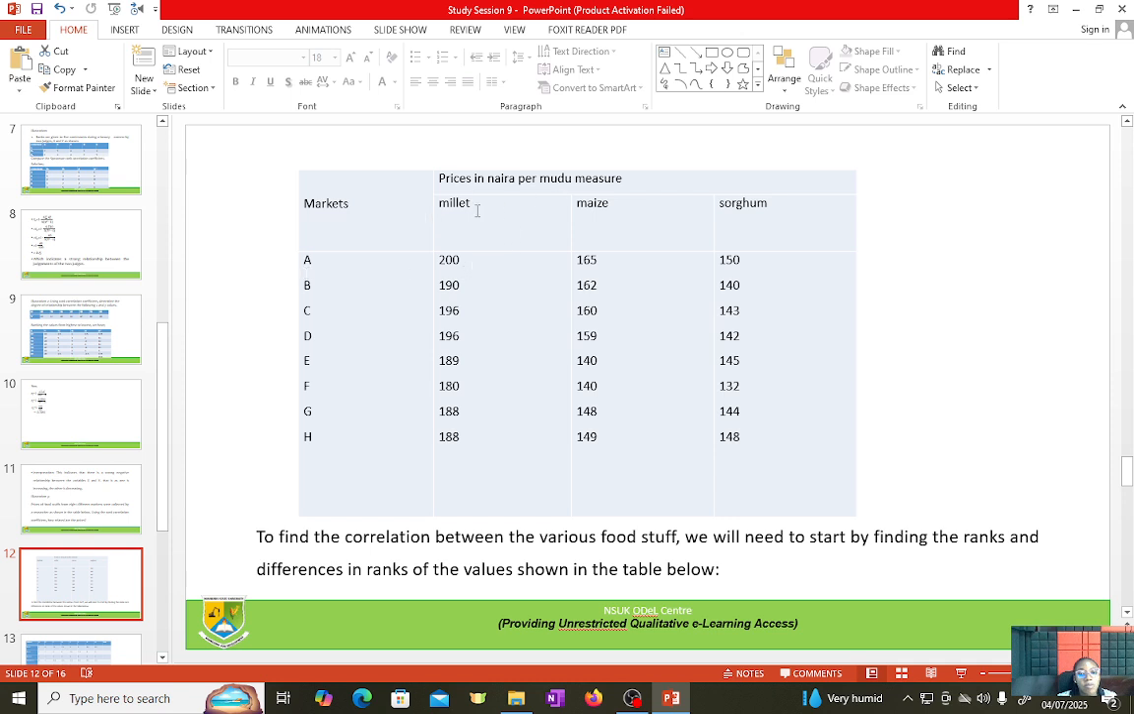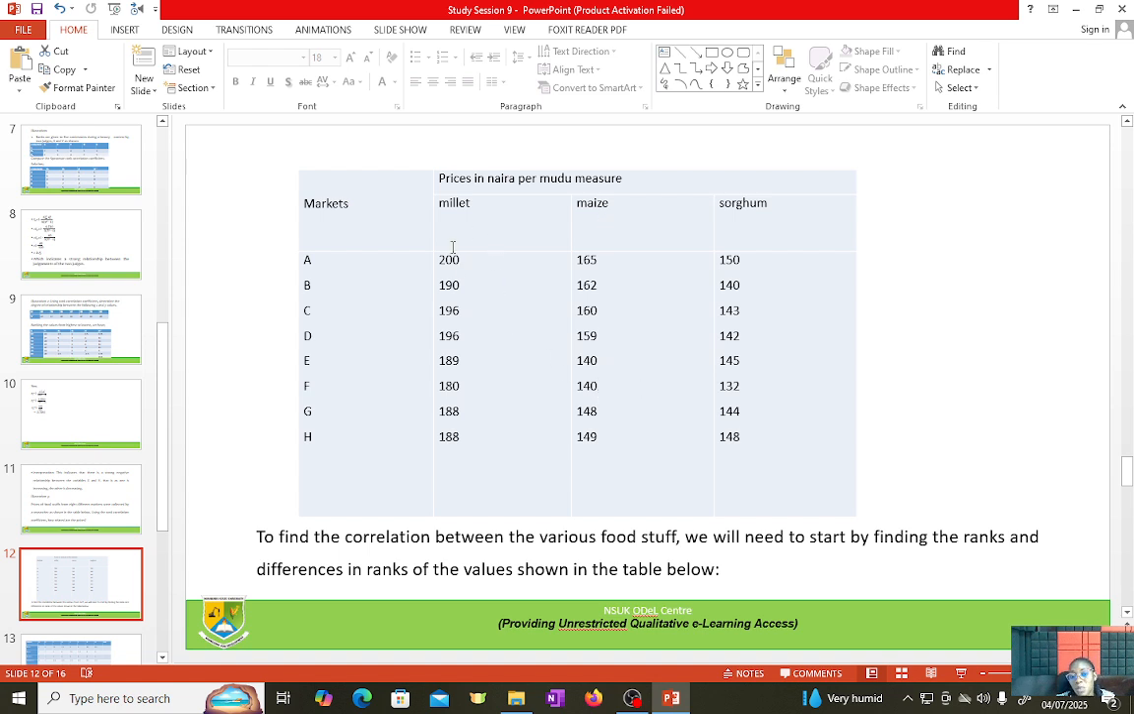The prices of millet, maize and sorghum in mudu per measure, and then in different markets, market A, B, C up to H. Then we have the prices as represented in different markets. We go ahead to find the correlation between the various foodstuffs. We will need to start by finding the ranks. Remember, you were only given the prices, not the ranks of the prices.